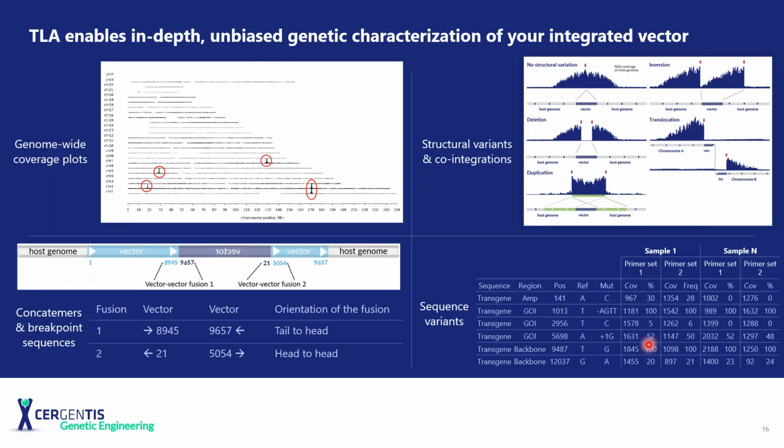So this is a summary of all the TLA outputs that you can get in one single experiment. And all of these outputs are very important genetic features, very relevant for cell line development projects. This is a lot of information in one image, and you might not be able to read the text in detail, but I just want to summarize that TLA allows detailed characterization of transgenes and provides information on integration sites, concatemers, breakpoint sequences between vectors and the host genome, and also structural rearrangements, co-integrations, and sequence variants, frequent and infrequent. And all of this in one single experiment, which makes TLA an ideal choice for the QC of multiple genetic engineering applications.